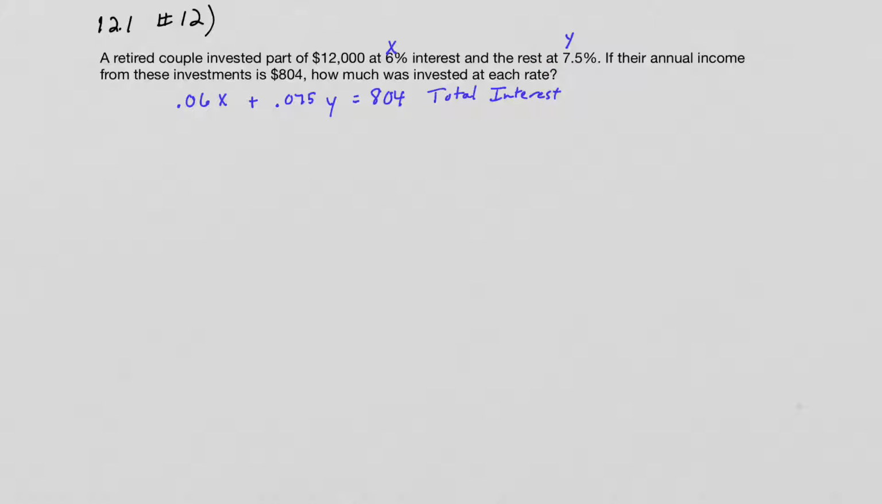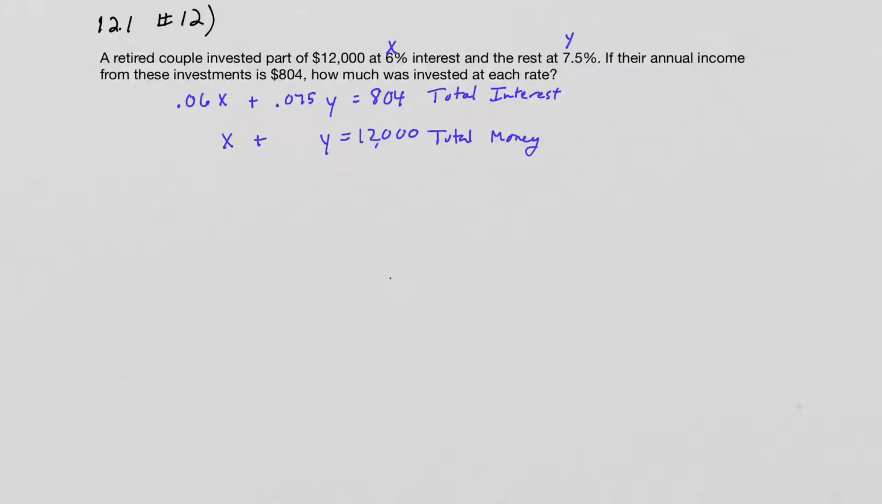Well, we need 2 equations because we have 2 variables. So we'll make an equation with the total money invested as well. So $12,000 is invested. The money invested at 6% was X, and the money invested at 7.5% was Y. All of that had to add up to the total amount of money. So we have 2 equations and 2 variables. We'll go ahead and solve.